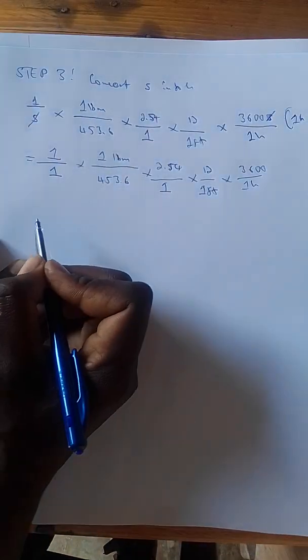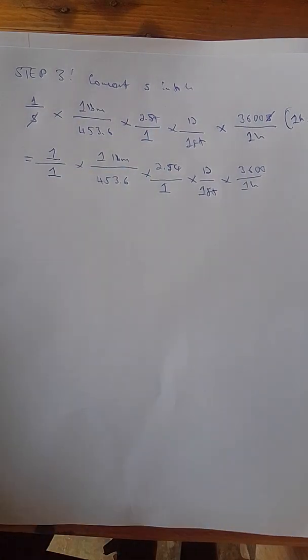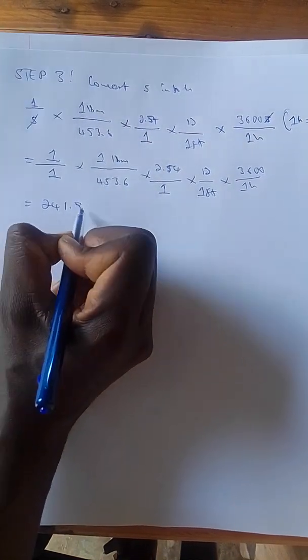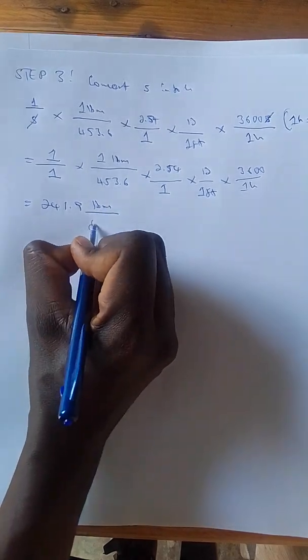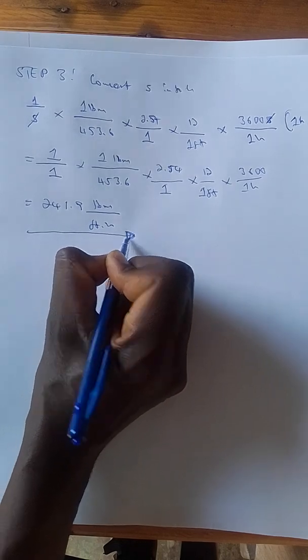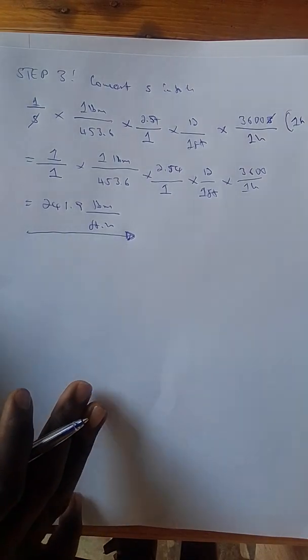If you use a calculator here, you're going to easily arrive at 241.9 pound mass per feet hour. That is the final answer. And if you reach here, then you got it right. That's what it is. So this is actually the approach I wanted to use.